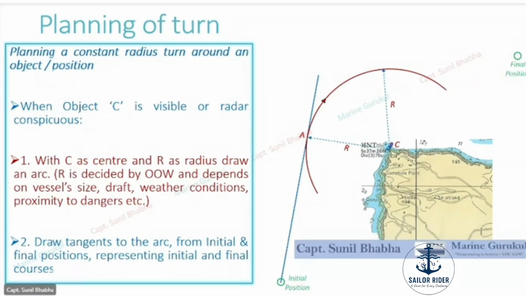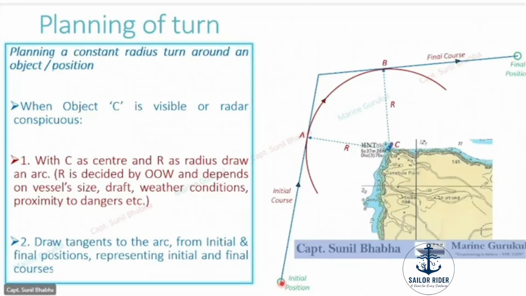Now the same thing is done with our final position. We now draw a tangent to this arc from the final position. So using our scale or parallel ruler, we draw a tangent to the arc from our final position. You can see the tangent coming up. The tangent point is here at this particular location. Let's name the tangent point as B, Bravo. Now this line which you see, the tangent line from the final position to Bravo, this represents our final course.